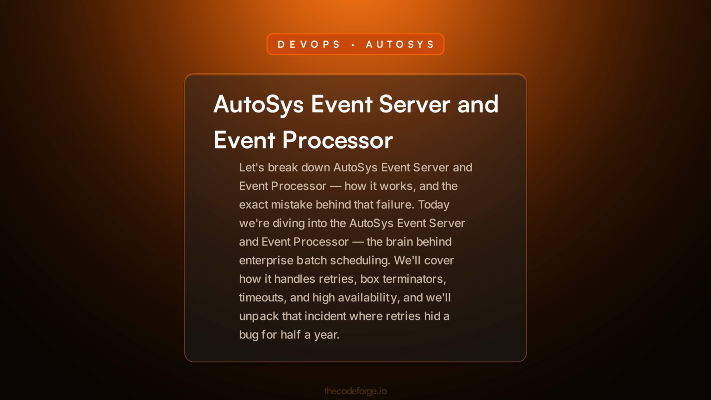Today we're diving into the AutoSys Event Server and Event Processor, the brain behind enterprise batch scheduling. We'll cover how it handles retries, box terminators, timeouts, and high availability, and we'll unpack that incident where retries hid a bug for half a year.